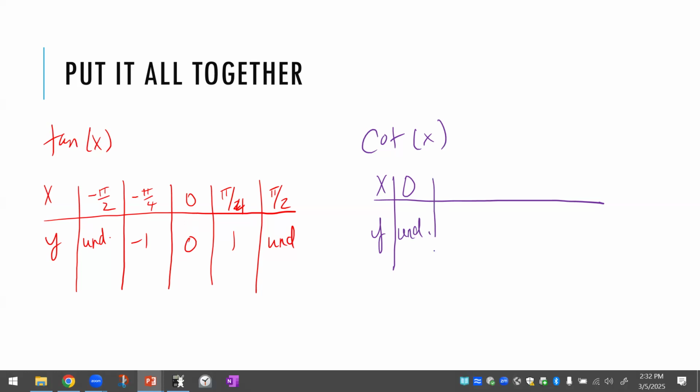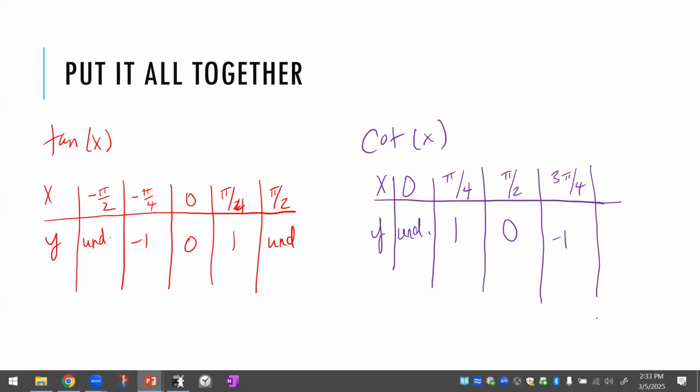Okay. So we have 0. After 0, we then have pi over 4. At pi over 4, we are 1. Then halfway, pi over 2, we're at 0. At 3 pi over 4, we're at negative 1. And then we end at pi, which is undefined. We were killing it.